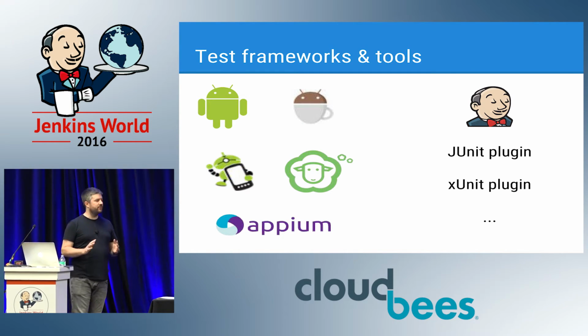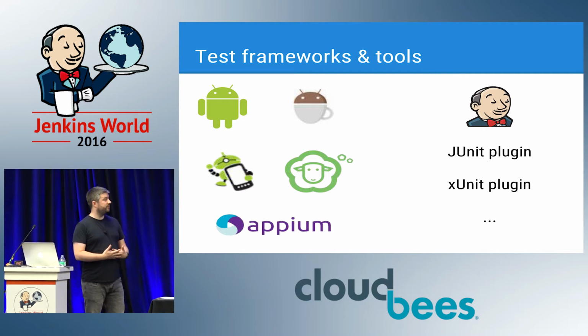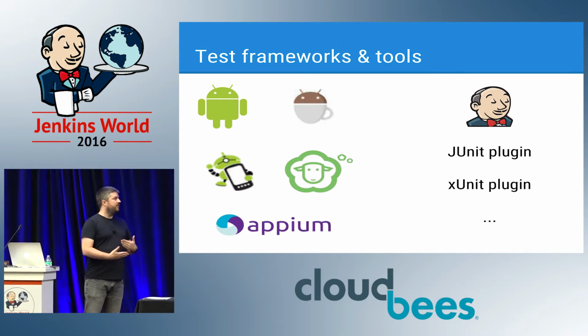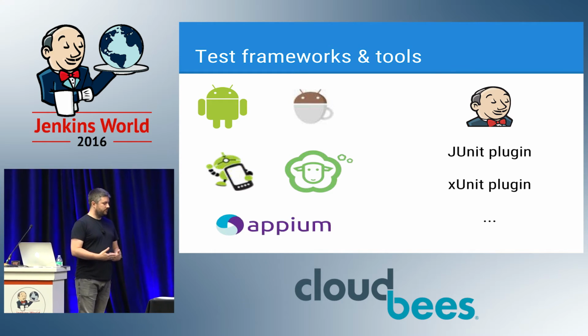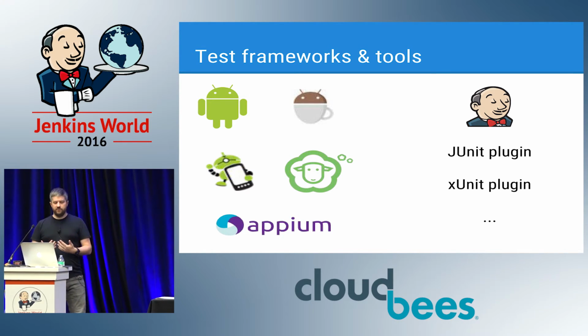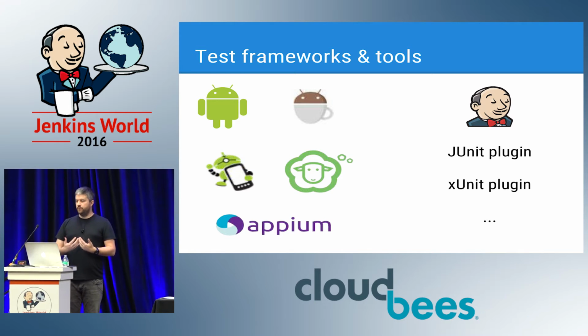But for Android, it has a lot of good testing frameworks. There's JUnit 4 built in. There's also the Espresso framework for writing UI tests. And the good thing about these is they output the results in JUnit XML format. And this is something that's built into Jenkins, or with a JUnit plugin is available.